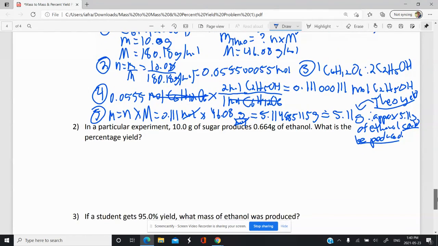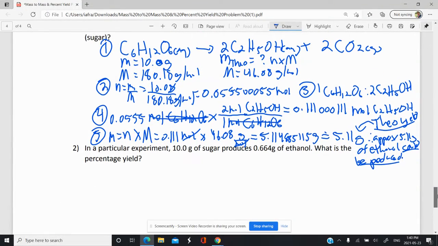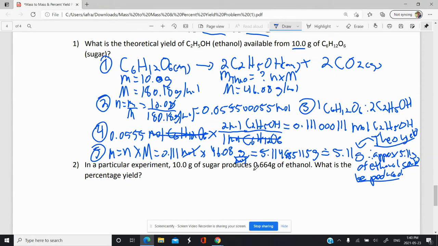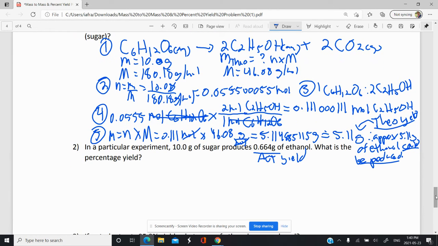Now in part A, it says you did this particular experiment. You took 10 grams of sugar and you produced 0.664 grams of ethanol. And we want to know what the percent yield is. So this 0.664 grams is the actual yield. I'm hoping I didn't make a mistake because it's going to be a pretty low percent yield, but let's take a look. So our percent yield is equal to the actual yield over the theoretical times 100%.